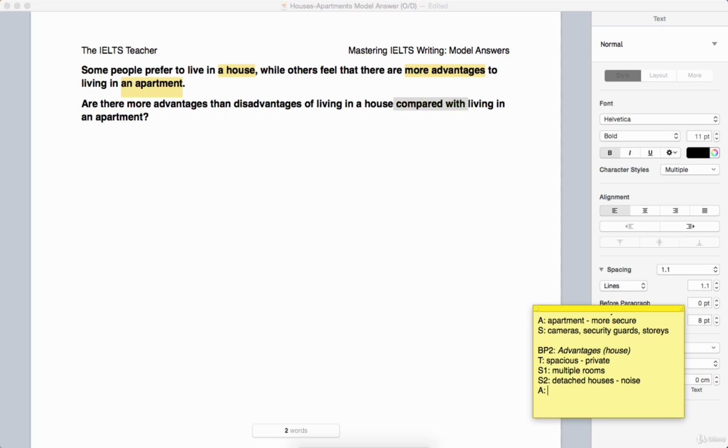Apartments tend to have fewer rooms. They tend to be smaller, basically, not all the time. That's a very important part of this essay. We're going to talk about it in more detail later. Not all the time. Not all flats are smaller than all houses. So they tend to be smaller.